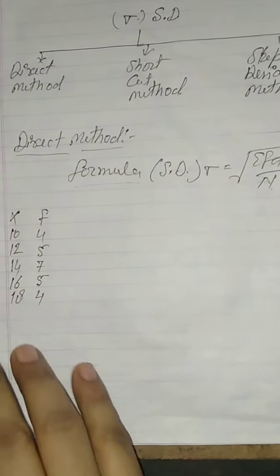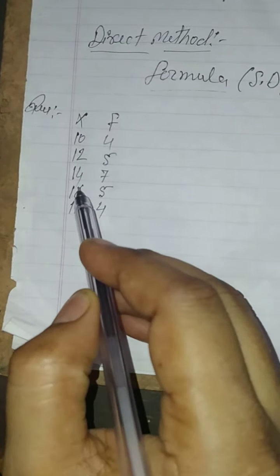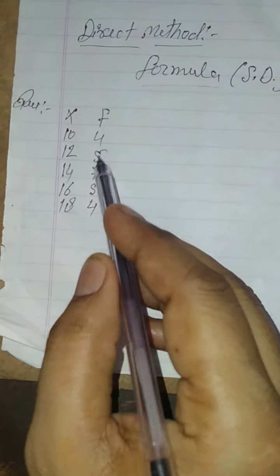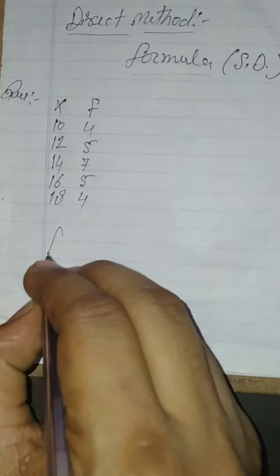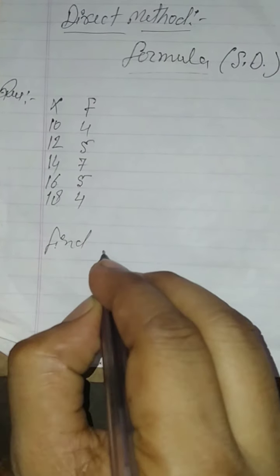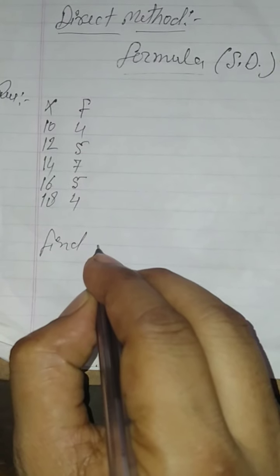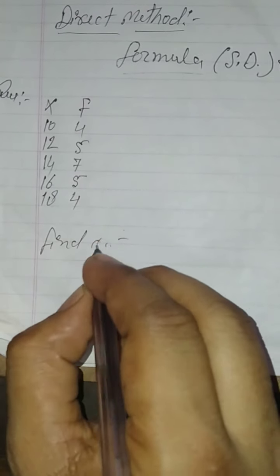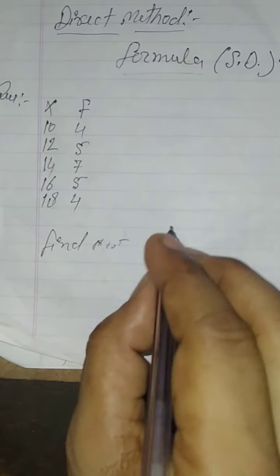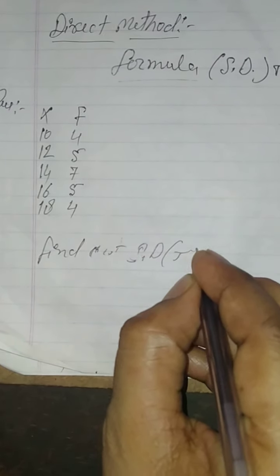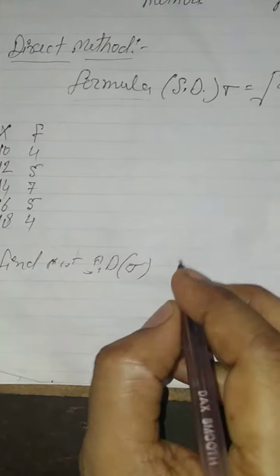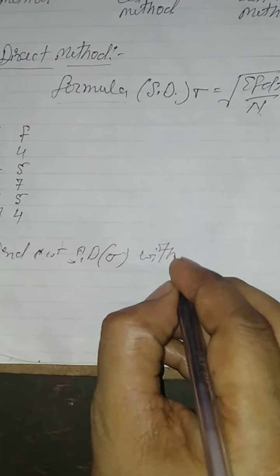Dear students, your question is given: items 10, 12, 14, 16, 18, and those are the frequencies. Find out the standard deviation with the direct method.